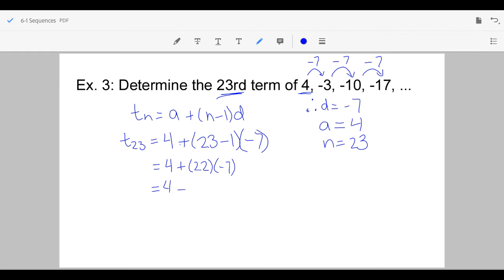4 minus 154, which is negative 150. Therefore, term 23 is negative 150.